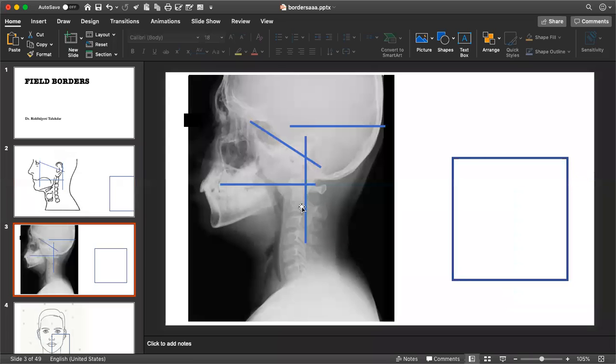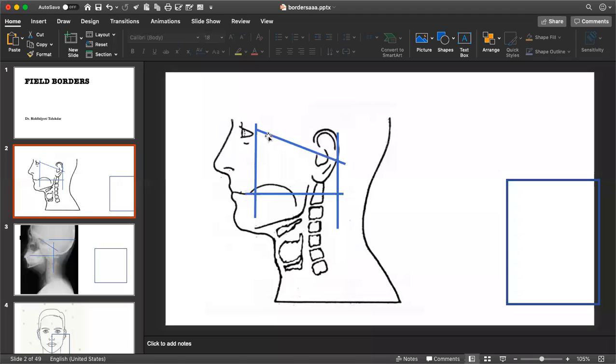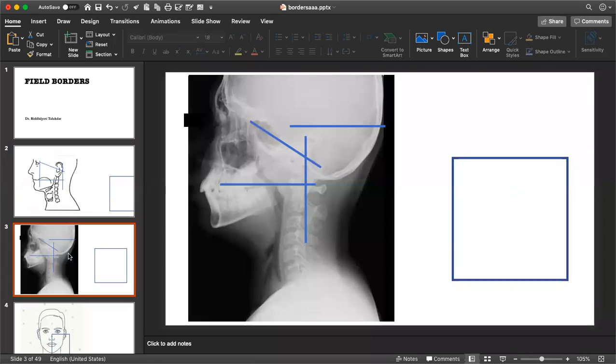Right, now coming to the superior border. Your superior border would be roughly a line drawn from your superior orbital ridge to the tragus, and that would roughly correspond to the floor of the anterior cranial fossa. So this is the anterior cranial fossa. Your superior border is covering the anterior cranial fossa.